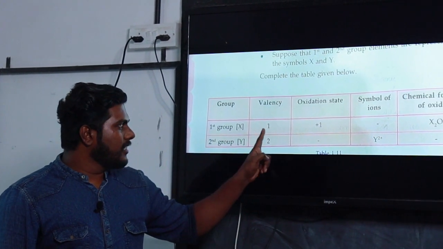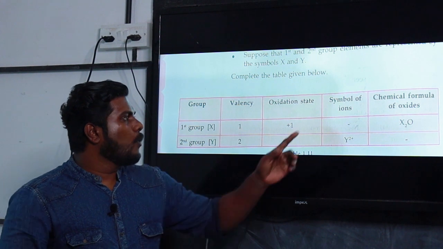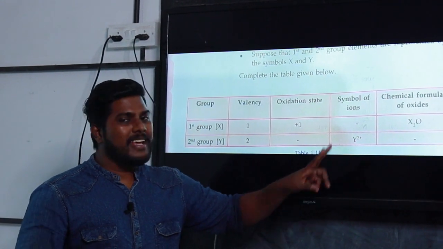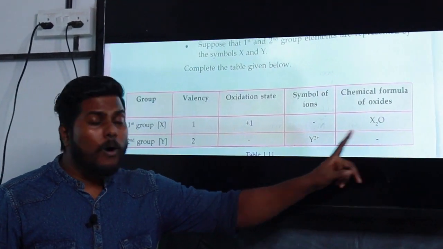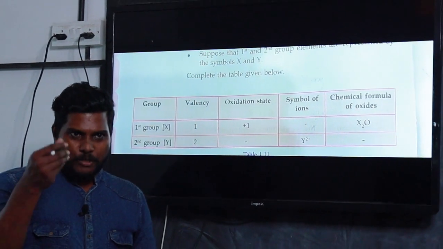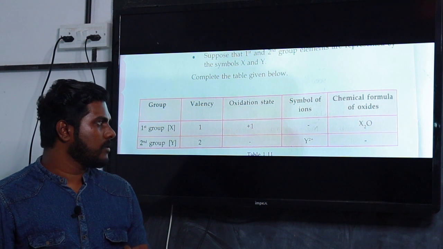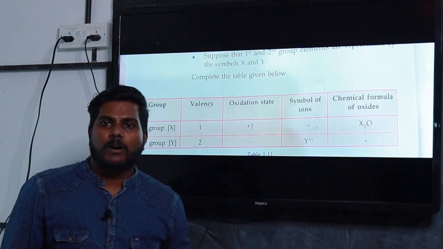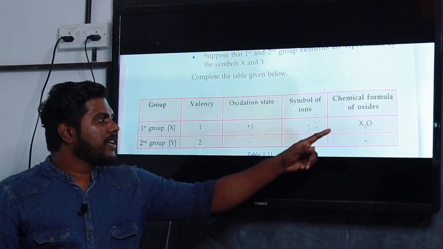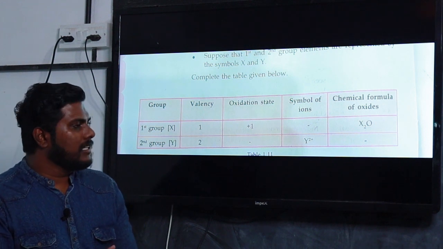The oxidation state here is 1 plus 1, that is plus 2. The symbol of the ion is Y2 plus. What is the chemical formula? Anyone guess that? Okay, I will disclose it. Here Y has valency 2 and oxygen also has valency 2. Both have valency 2, so we can cancel each other, or 2 by 2 we get 1 on both sides. So YO, here we get YO. This is our chemical formula.